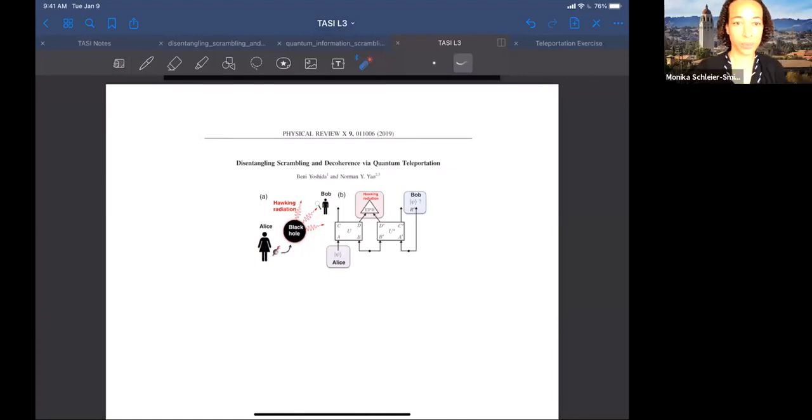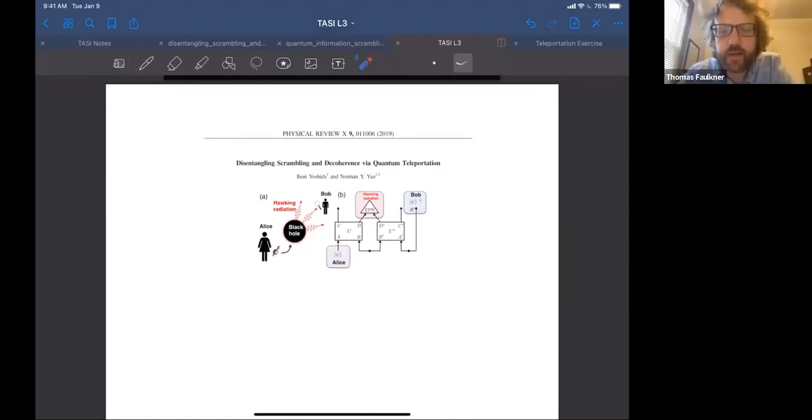Yeah. So why is this not quantum mechanics with post selection?